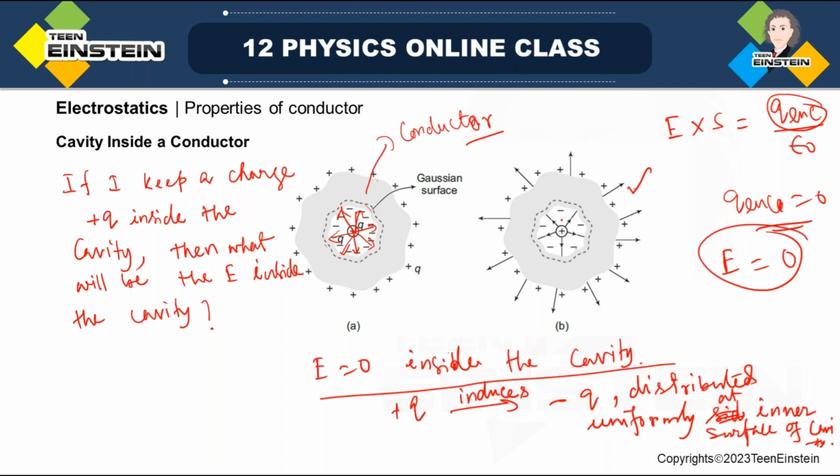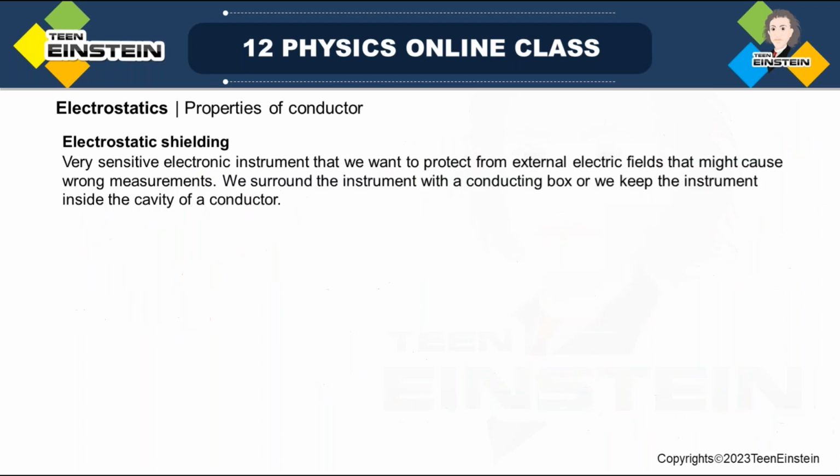There will be no interaction between the cavity and the electric field or sources of charges outside the cavity. That's why it is called shielding. If you keep anything inside this cavity, then the external electric field or charges will not be able to affect in any way the charge inside the cavity.